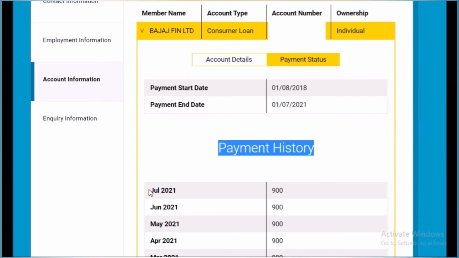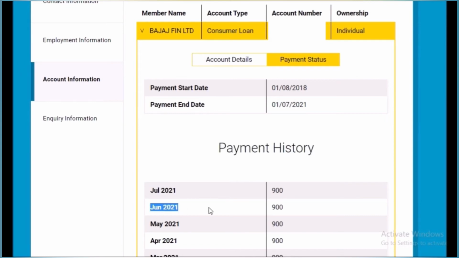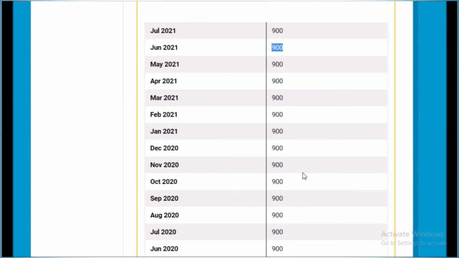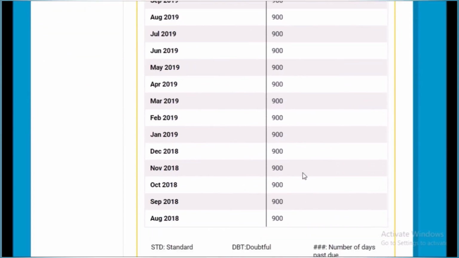Guys, can you see that month on month there are some numbers or remarks that are being updated here? This is how the lenders report to CIBIL about your payment information, if you're paying your dues on time or is there any delay in your payment. This payment history will be shown for the last 3 years.